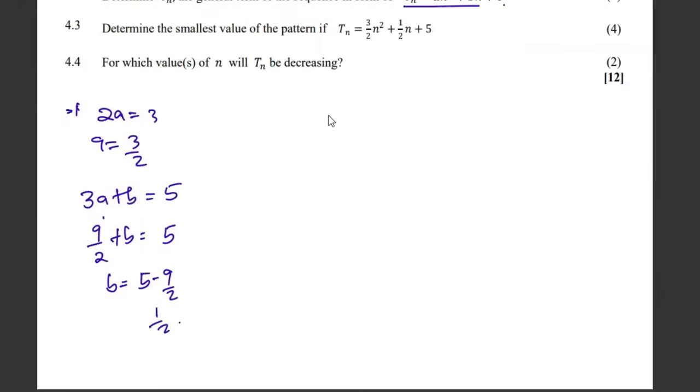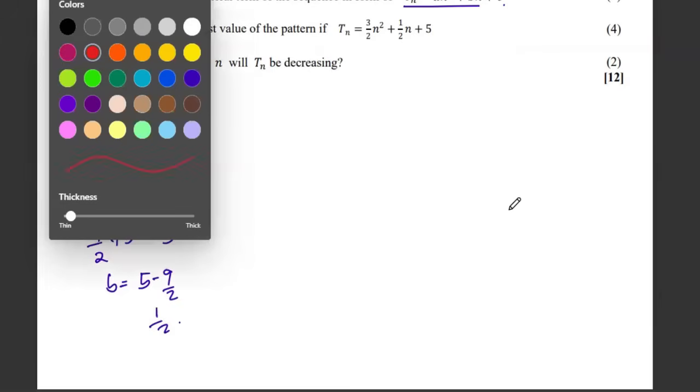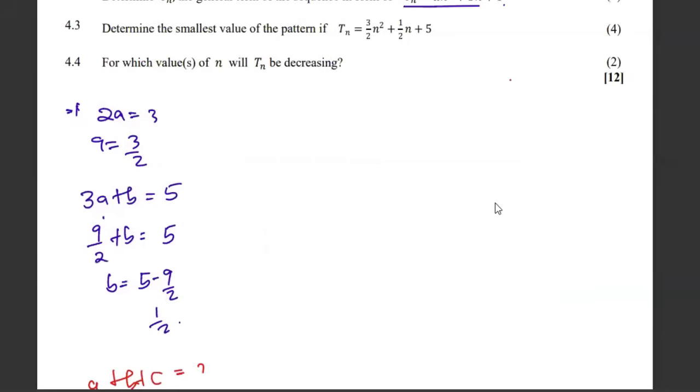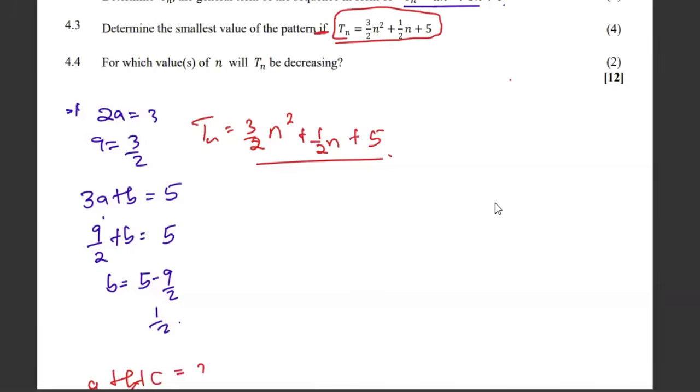Then for us to get the c, remember we said a plus b plus c must give us 7. So 3 over 2 plus a half plus c is 7. This gives us 4 over 2, which is 2, meaning that c is 5. So our Tn is 3 over 2 n squared plus 1 over 2 n plus 5. Then determine the smallest value of the pattern, if this is the value that we have.